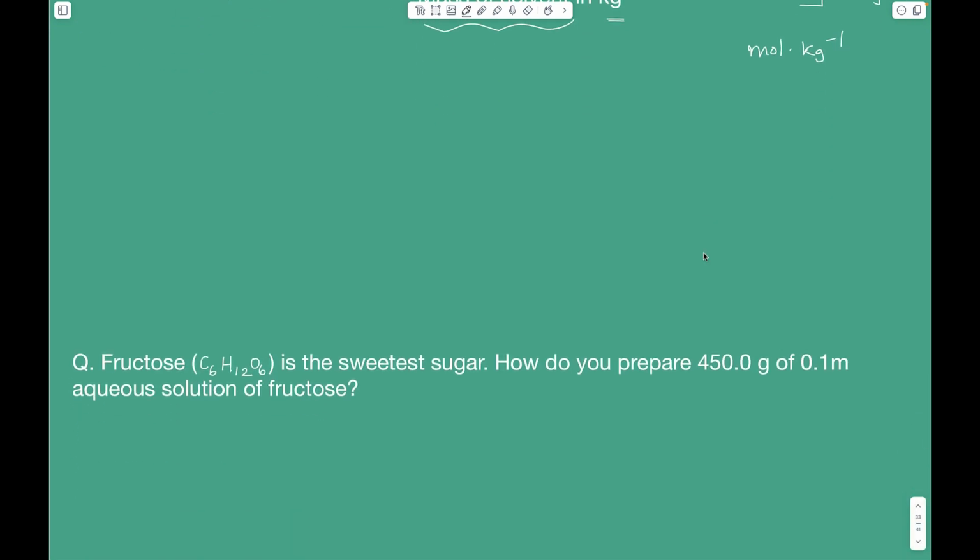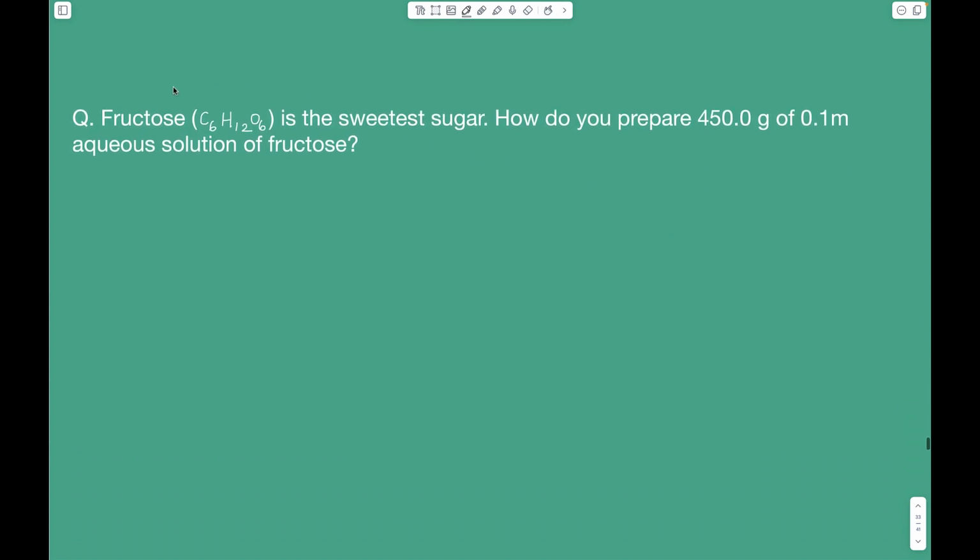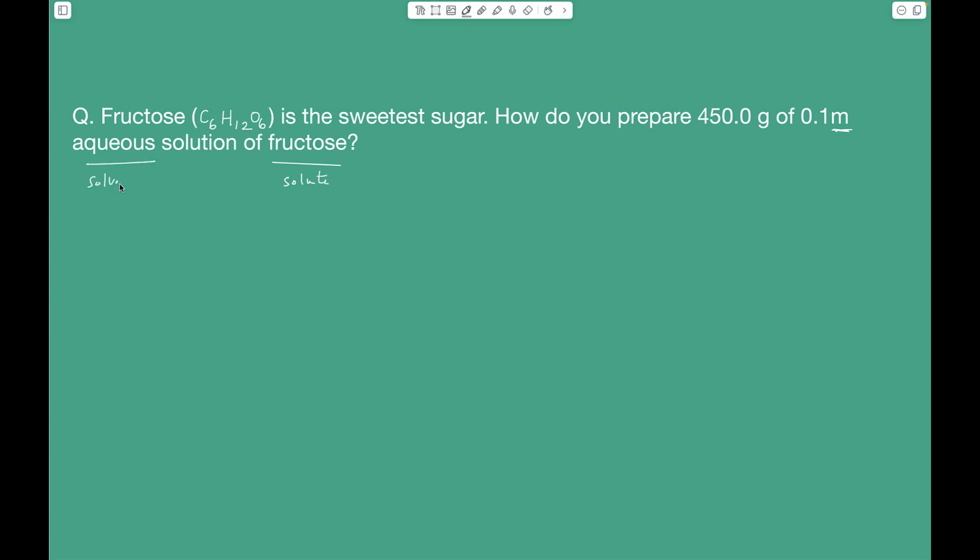Now let us work out a few examples on molality. This question says fructose is the sweetest sugar. How do you prepare 450 grams of 0.1 m? Small m is the symbol for molality. So how do you prepare 450 grams of 0.1 molal aqueous solution of fructose? So obviously here the solute is fructose and the solvent is water, because we have to make an aqueous solution of fructose.